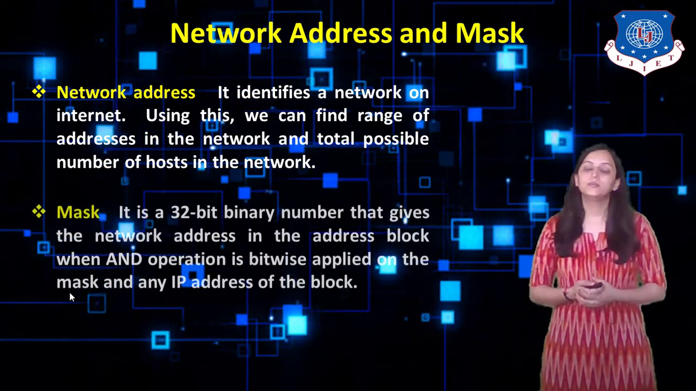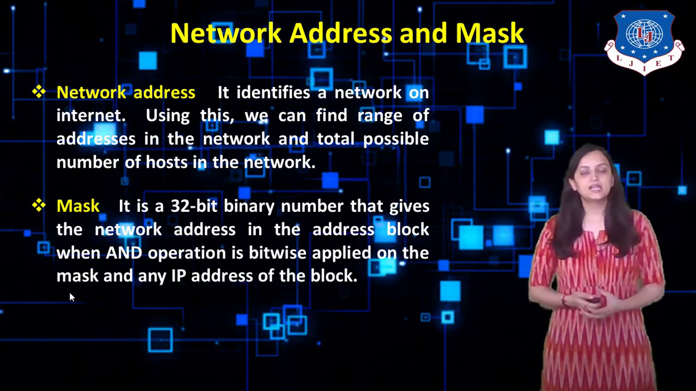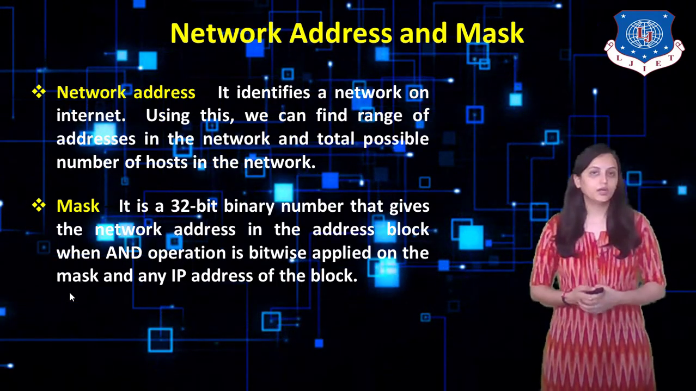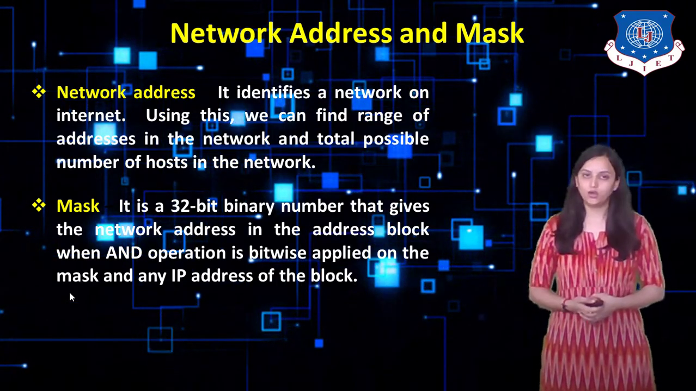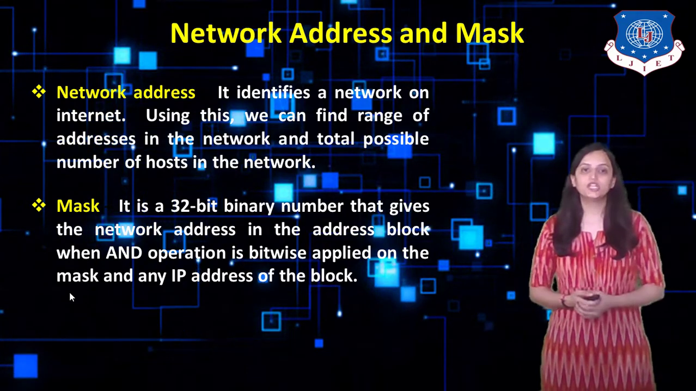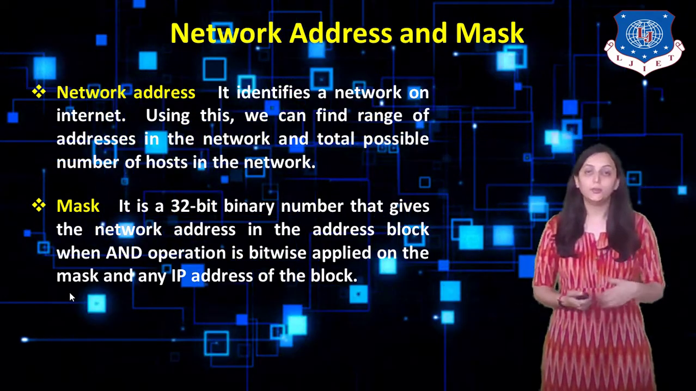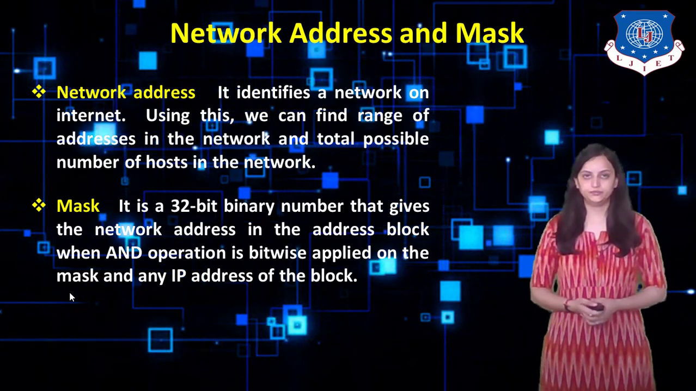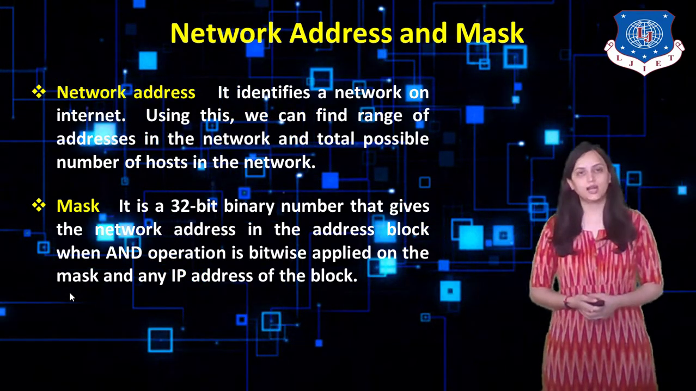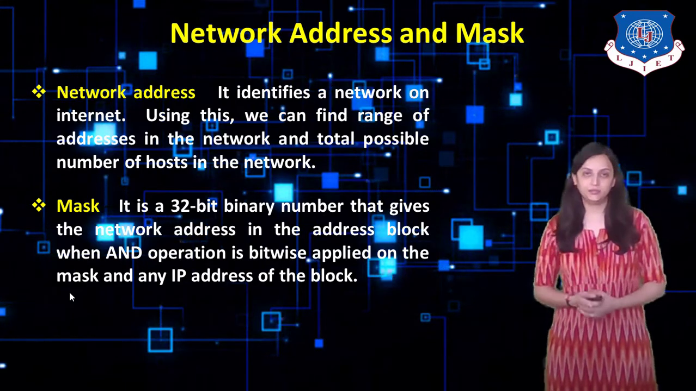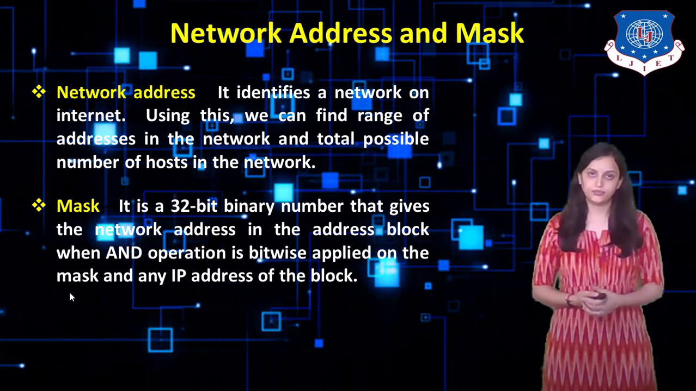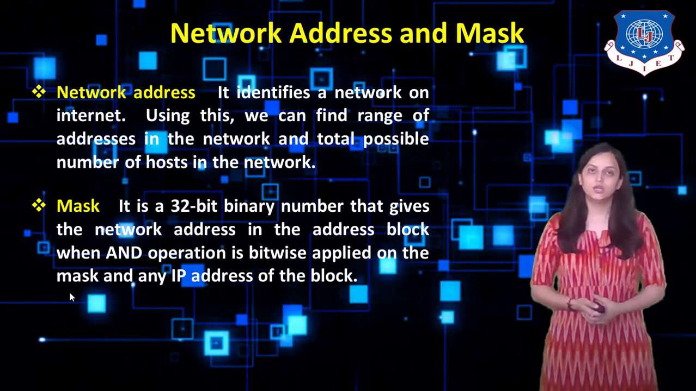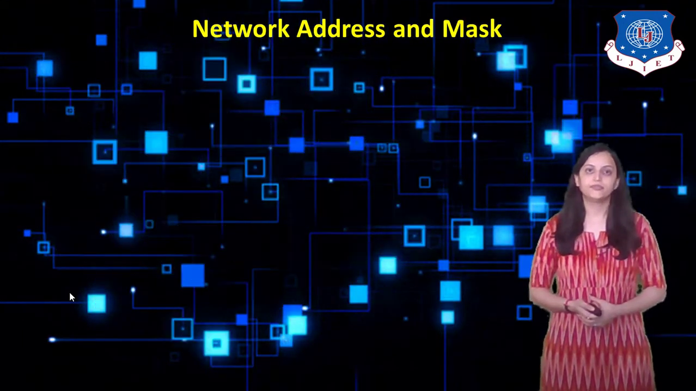Now next is mask. Mask is basically a 32-bit binary number that gives the network address in the address block when an AND operation is bitwise applied to the mask and the IP address of the block. So for classful addressing, there are fixed subnet masks for each and every class. Let us see which are these subnet masks for the classes of different IP addresses.